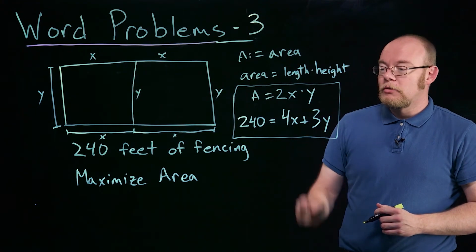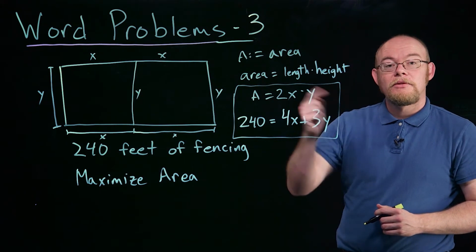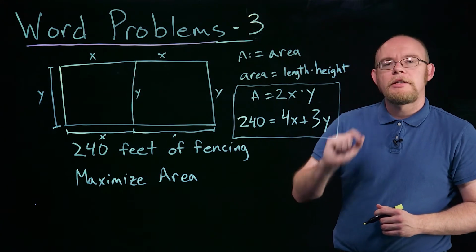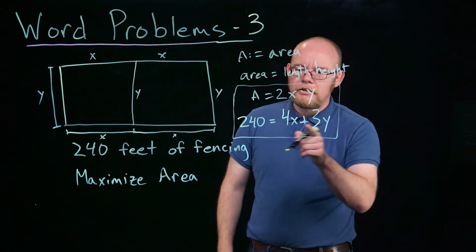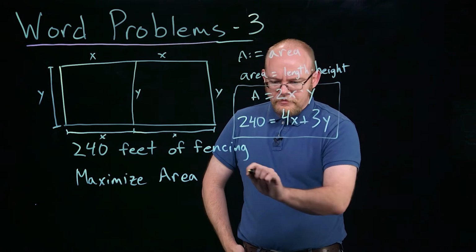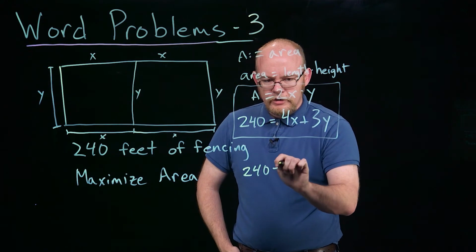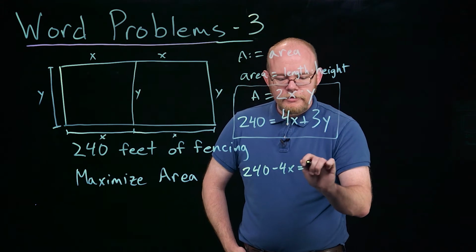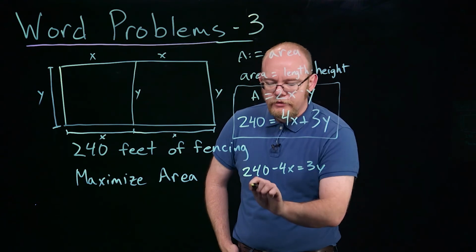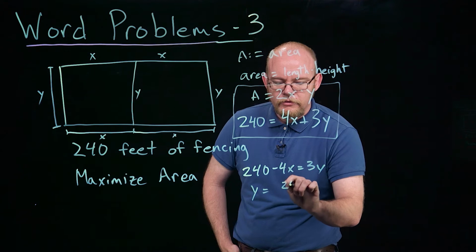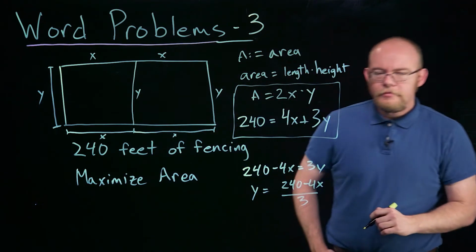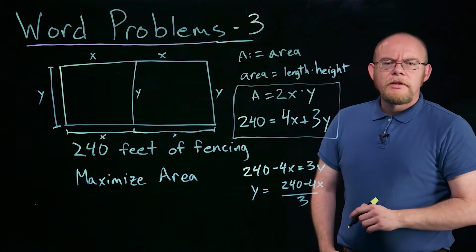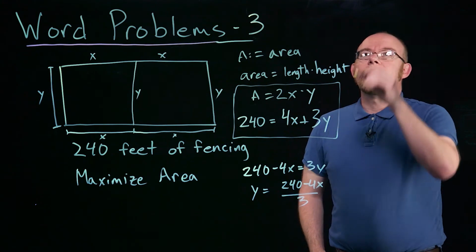So what we're going to do is solve for one of these variables and substitute it into the other one. So I'm going to substitute for y here. So if I look at this, that means that 240 minus 4x is equal to 3y. And if I divide by 3, I get y is equal to (240 minus 4x) over 3. Okay?